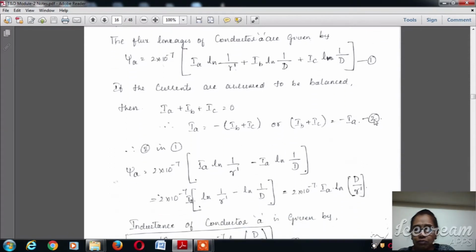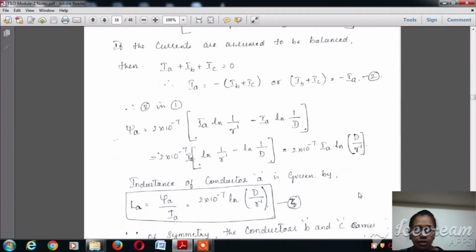Now if we substitute 2 in 1, we can say psi A is equal to 2 into 10 to the power minus 7 into IA into ln 1 divided by R dash plus IB plus IC, which is equal to minus IA, into ln 1 divided by D. Now 2 into 10 to the power minus 7 into IA is common, so IA into ln 1 by R dash minus ln 1 by D is equal to 2 into 10 to the power minus 7 IA into ln D divided by R dash.